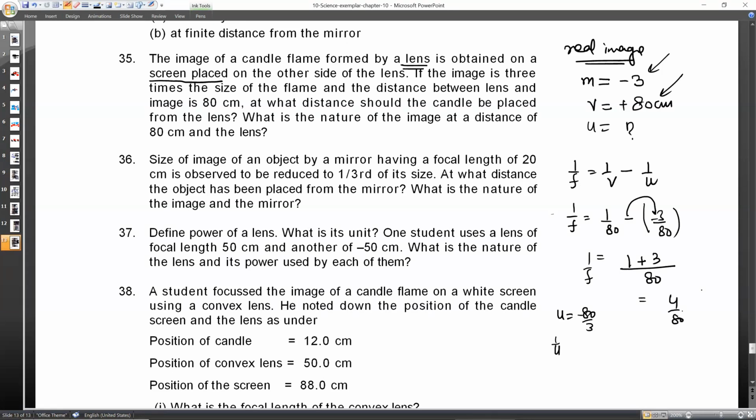And you told me, Jobita, that the answer is 1 by 20. Actually, the answer is 20. You have to take the reciprocal of this. Yes.